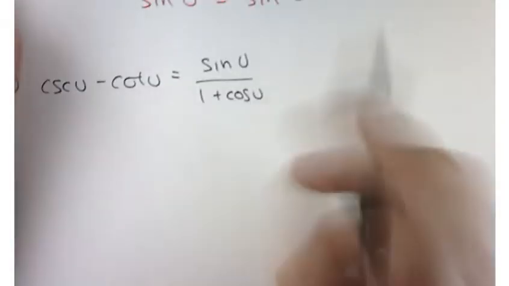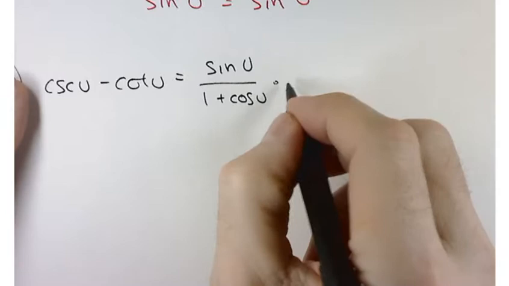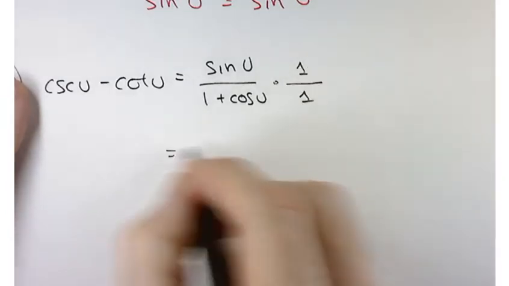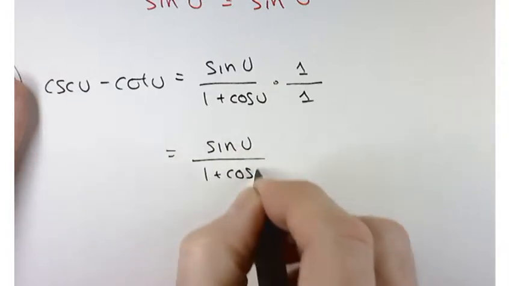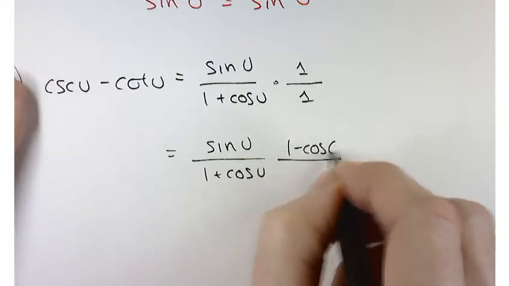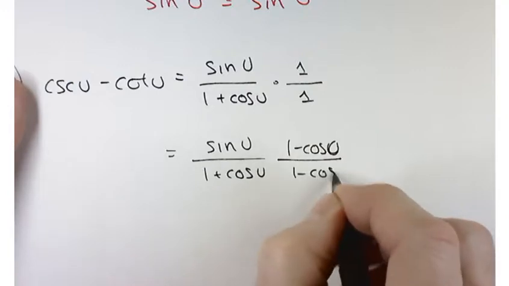So let's do that. Now, you got to be careful. You can't multiply both sides of this equation by something, because you can only work with one side. So you have to multiply by something over itself. You have to multiply by a form of 1, and we chose the conjugate. So that's going to be 1 minus cosine of u over 1 minus cosine of u.